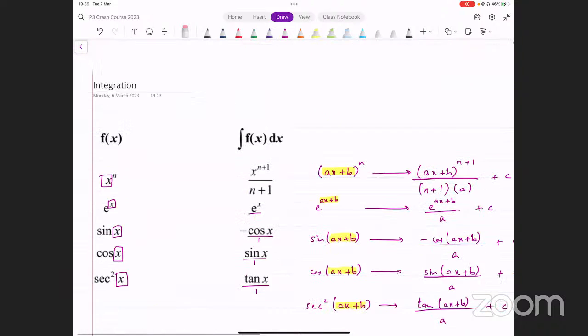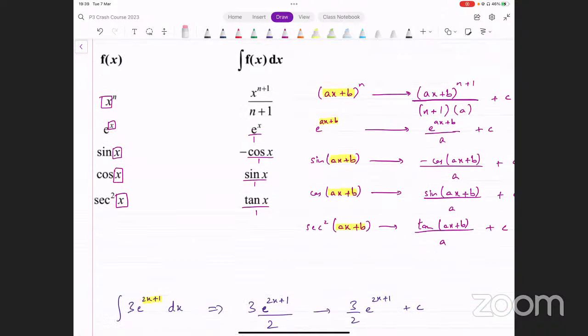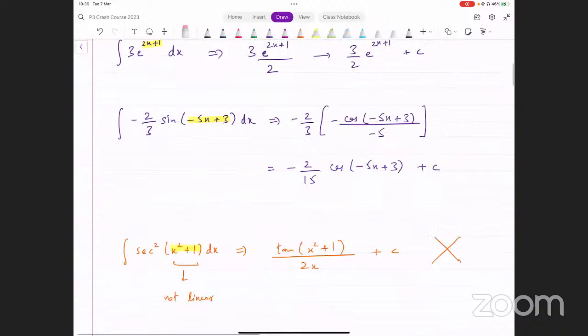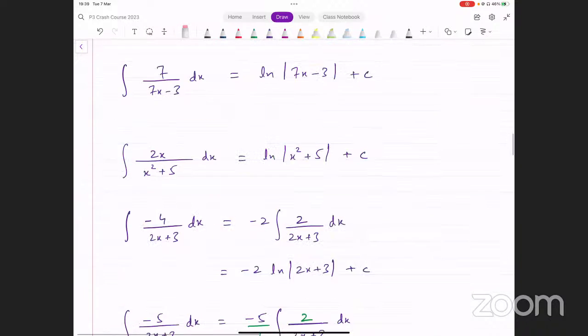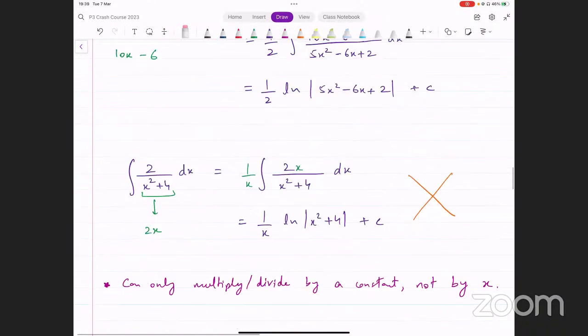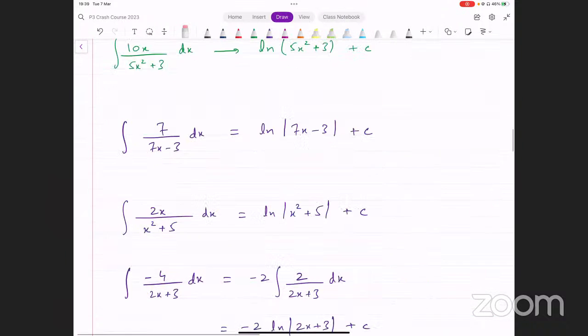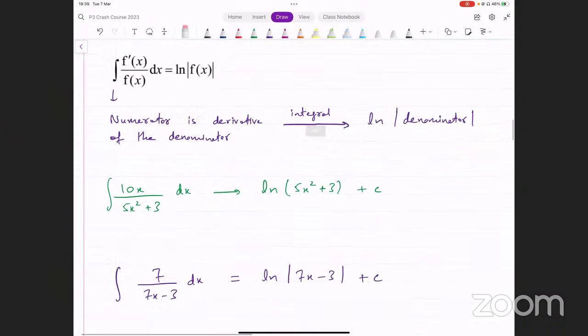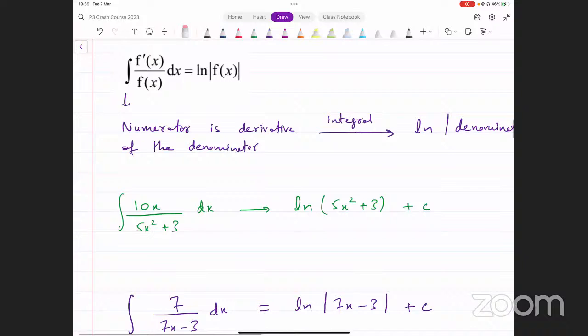What have we done until now? We have learned how to integrate these simple expressions. Then we learned how to integrate fractions. The first rule that we have for fractions is this one. If the derivative of the denominator is in the numerator, you can convert it to log form. That's the first method for integrating fractions.